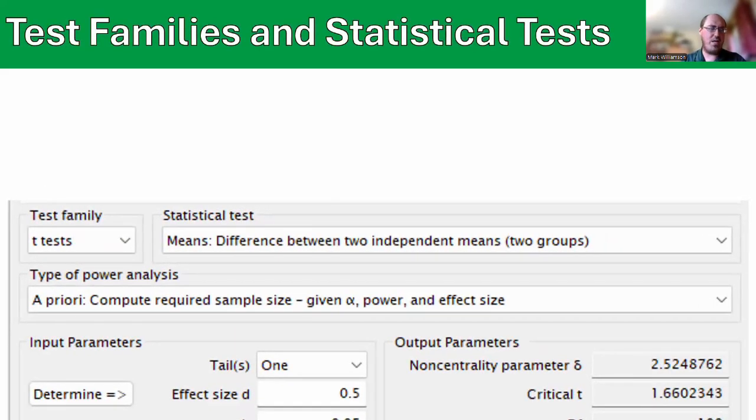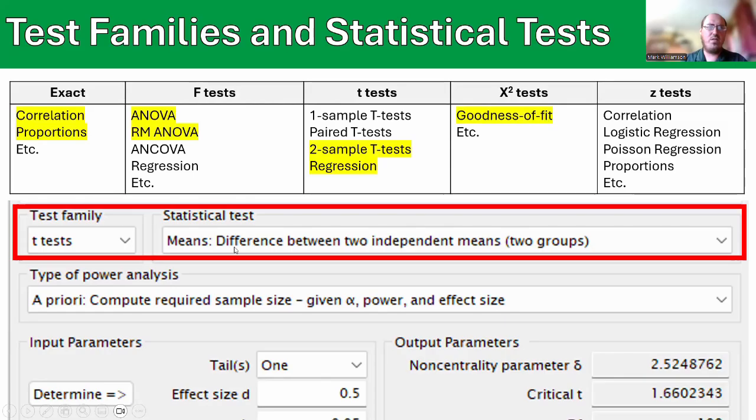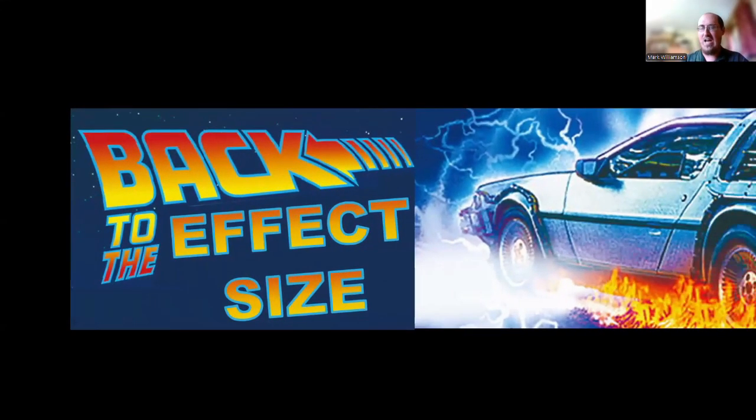So zooming in here, again, each power analysis will depend on the statistical test. In G-Power, there are 5 different test families and then a myriad of different statistical tests. Later on in the session, I'll be going over, I think, 7 of the most common tests that you might work with: correlation, proportions, ANOVA, repeated measures ANOVA or RM ANOVA, a 2-sample t-test, regression, and chi-square goodness of fit test. All right, so we covered a little bit about G-Power. The software will actually be plugging our results from effect size in. Now, I think we can get back to the effect size.